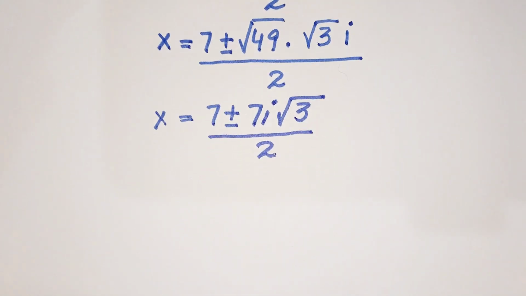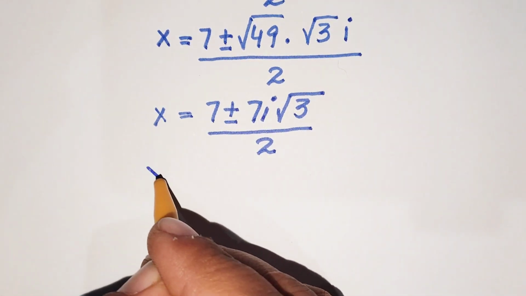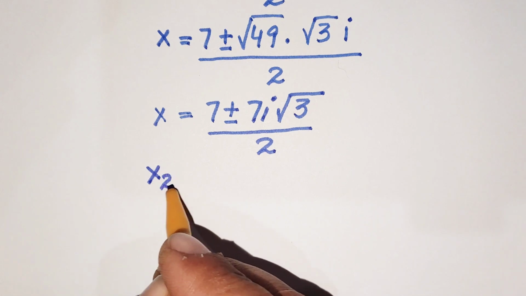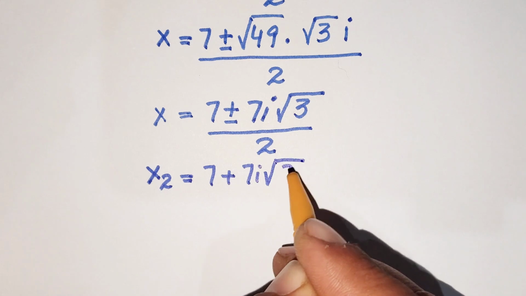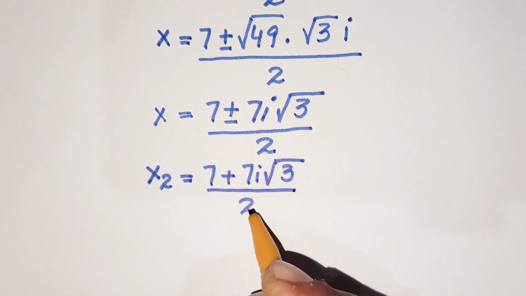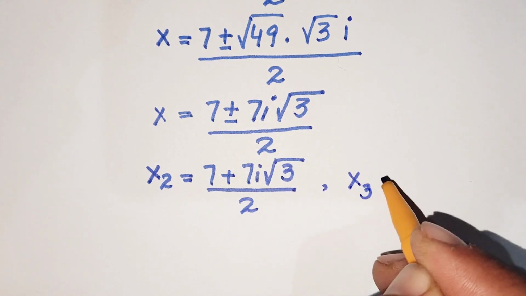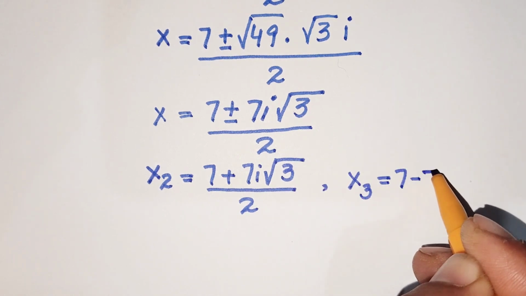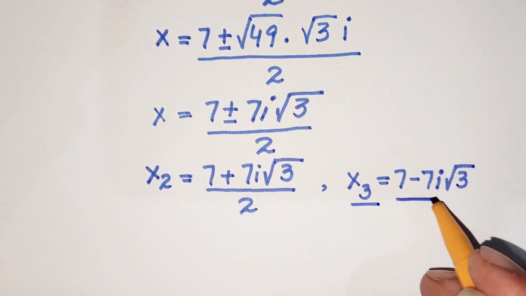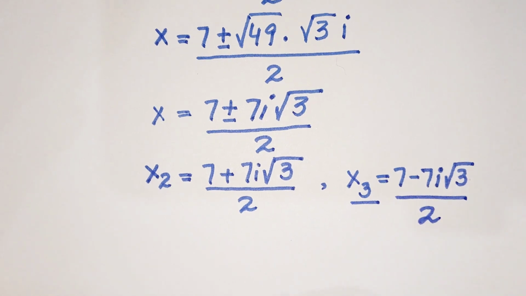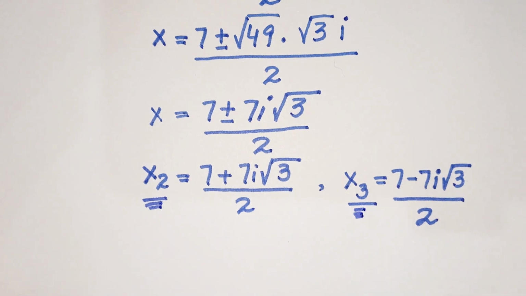So these are the other values of x. We can write these two values in positive form. x2 is 7 plus 7i square root of 3 all over 2, and similarly x3 is another value, 7 minus 7i square root of 3 over 2. So this is our value of x2, and this is our value of x3.